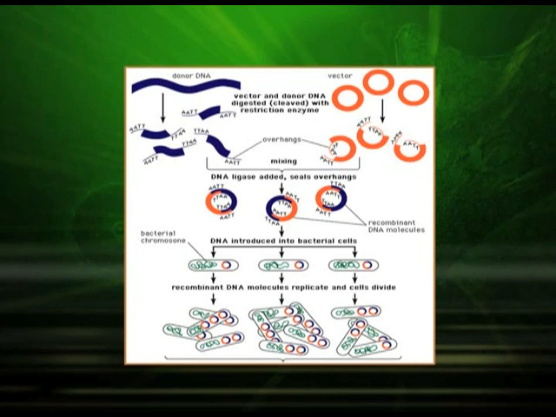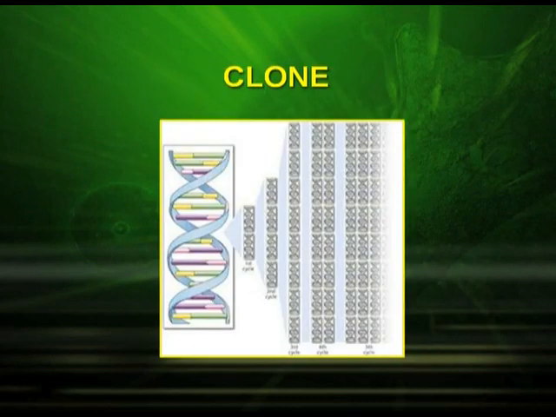The next diagram clearly indicates how the DNA is cloned. Here is the donor DNA. The donor DNA is split into fragments. It is attached to the vector by the enzyme DNA ligase, and then introduced into a host cell, especially bacterial cells. When the bacteria replicate, the recombinant DNA molecules also replicate, and in this way you have a clone of DNA molecules. The next picture shows that from a small portion of the DNA, many copies of the same DNA can be produced, which we call a clone.